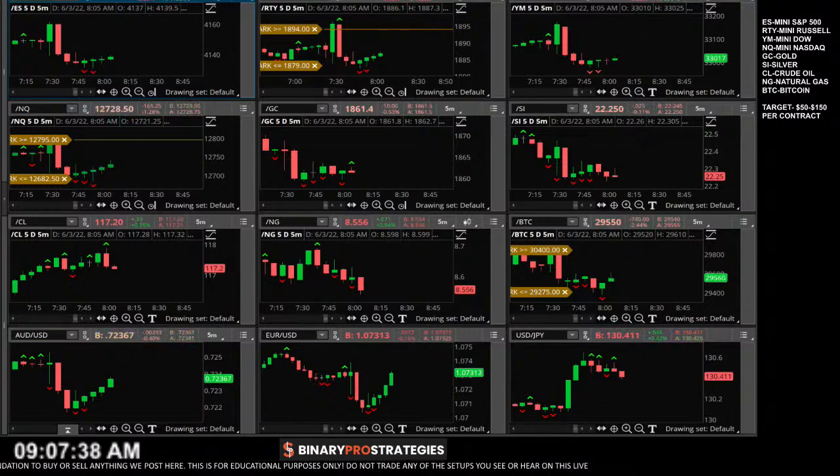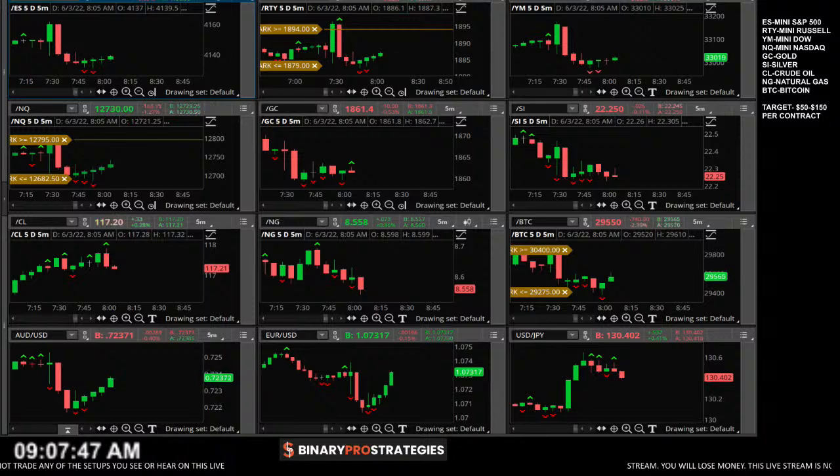So now we just hold on to these short positions. RTY is short. We've got NQ, which is your mini NASDAQ, is short. And Bitcoin is short.